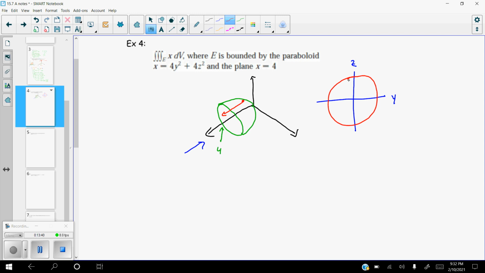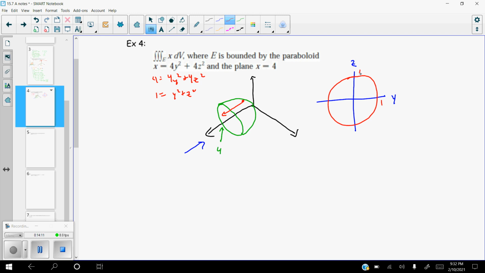The circle is going to have a radius of, what is that radius going to be? Radius is going to be 1, I think. Yeah, because if x is 4, if we plug a 4 in here, you get 4 equals 4y squared plus 4z squared, or 1 equals y squared plus z squared. So yes, you'll have a radius of 1. So that's going to help.